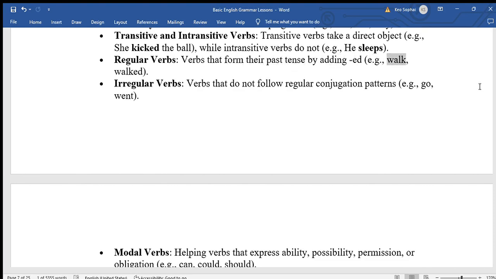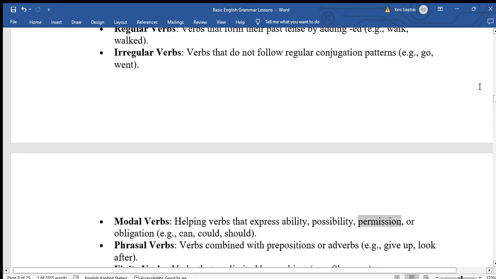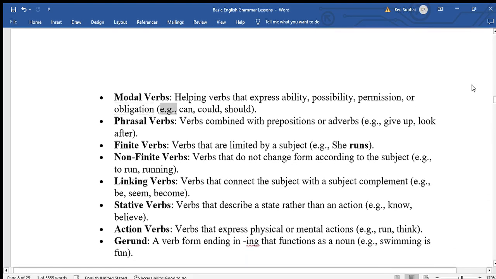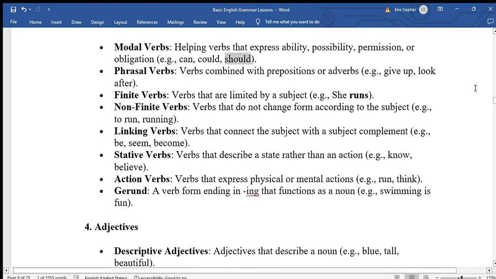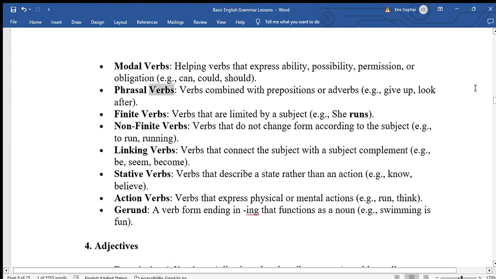Example, he sleeps. Regular verbs, verbs that form their past tense by adding ed. Example, walk, walked. Irregular verbs, verbs that do not follow regular conjugation patterns. Example, go, went. Modal verbs, helping verbs that express ability, possibility, permission, or obligation. Example, can, could, should. Phrasal verbs, verbs combined with prepositions or adverbs, example give up, look after.